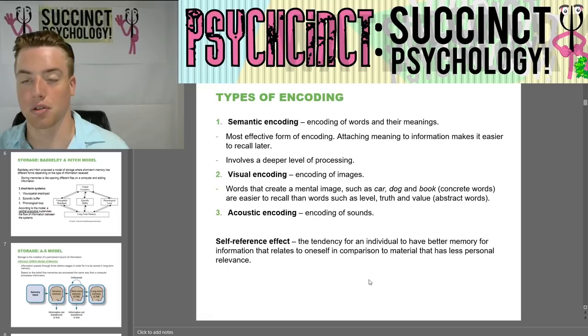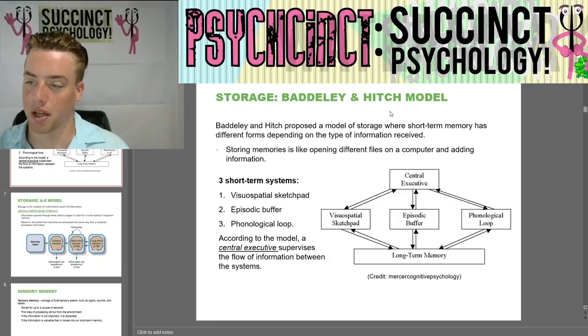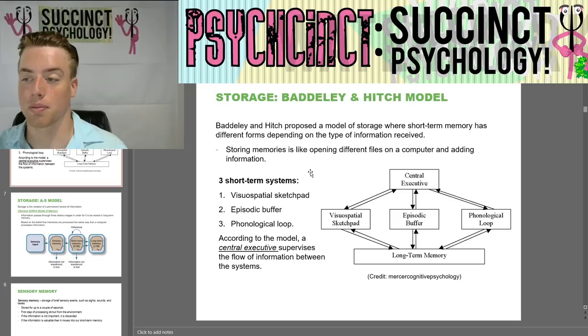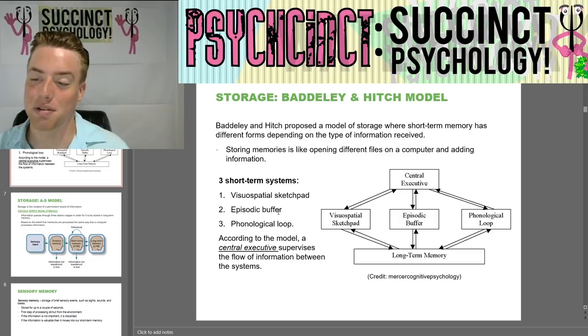Now, storage, the Baddeley and Hitch model. So Baddeley and Hitch proposed a model of storage where short-term memory has different forms depending on the type of information received. So storing memories is like opening different files on a computer and adding in information. So we have three short-term systems: a visuospatial sketchpad, episodic buffer, and a phonological loop.